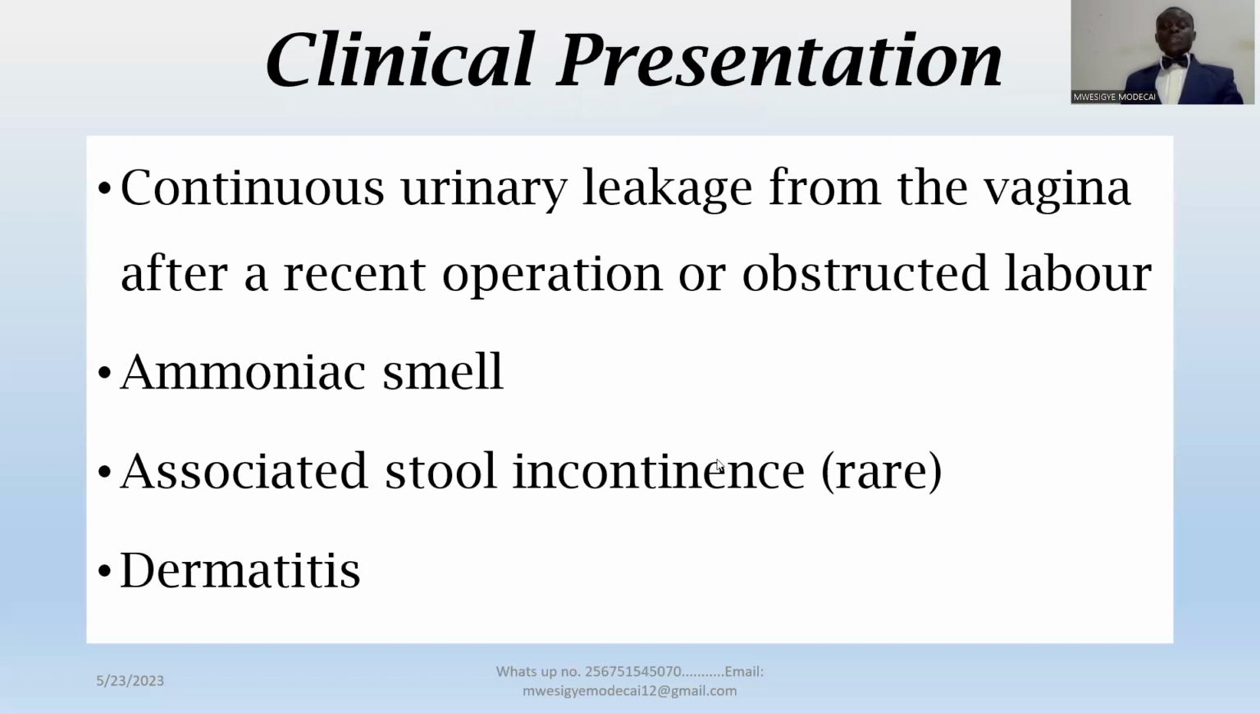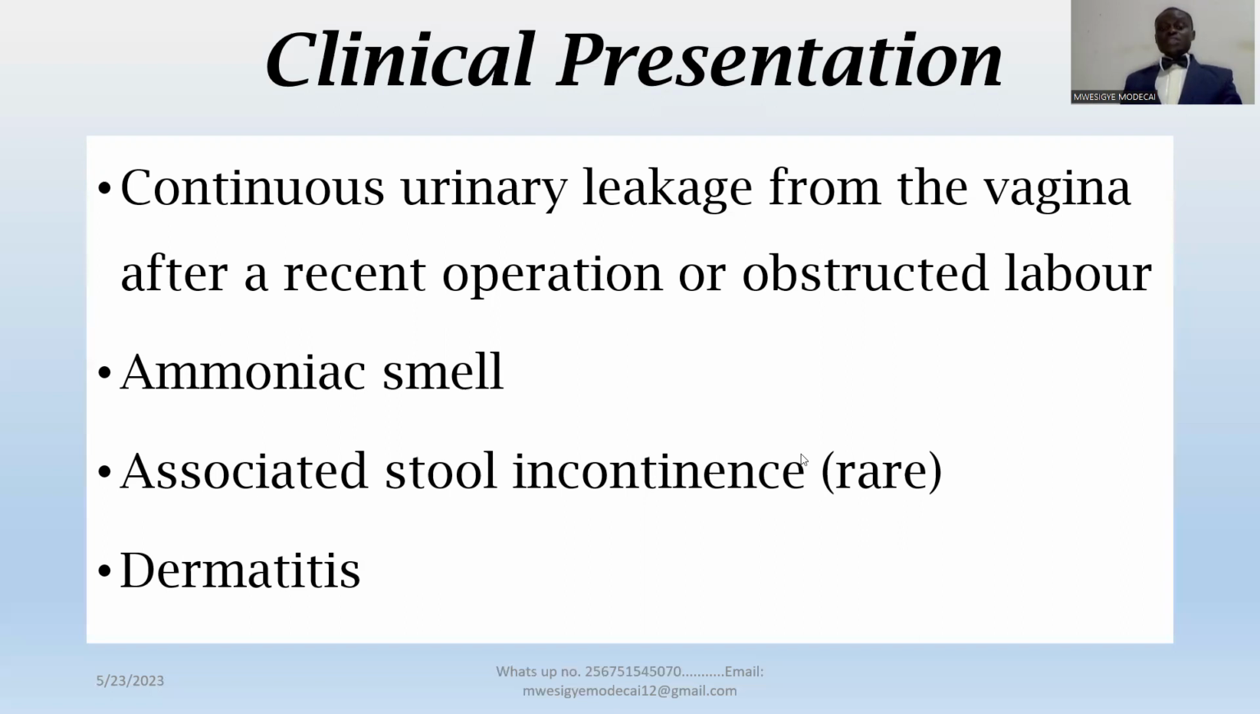So what is going to happen? One, there is continuous urine leakage from the vagina, and that is in the case there is vesicovaginal fistula, and this can be reported after recent operation or obstructed labor. Then there is an ammoniac fluid smell. There is a smell of ammonia, and this is a smell of urine that will appear on this person who has a fistula.